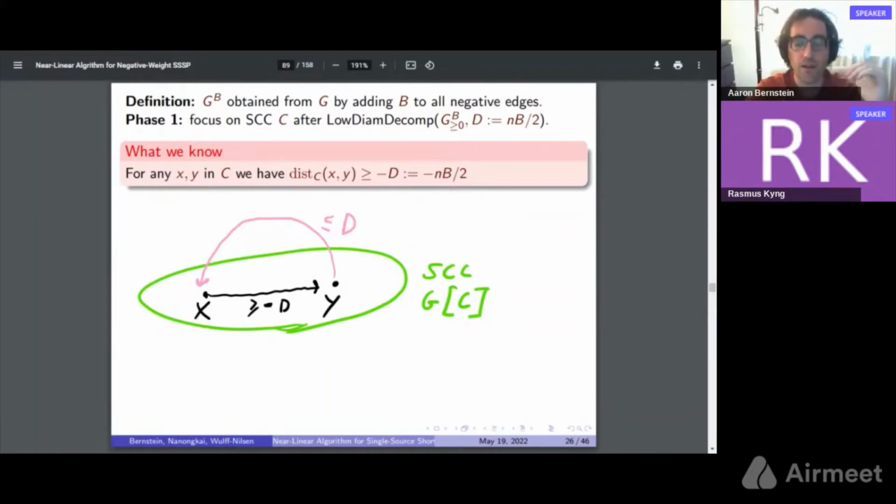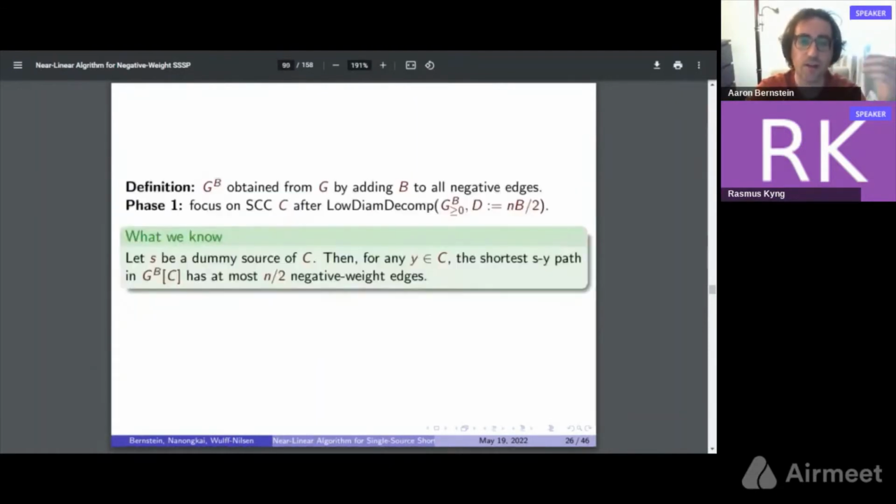Okay, and now I want to claim that we actually have the second property we wanted. I want to claim that if you have your dummy source, then for any vertex Y, the shortest path from the dummy source to Y has at most n over 2 negative edges. So in an arbitrary graph, it can be n negative edges, and we're actually showing that no, there's a limit on how many negative weight edges you can have.